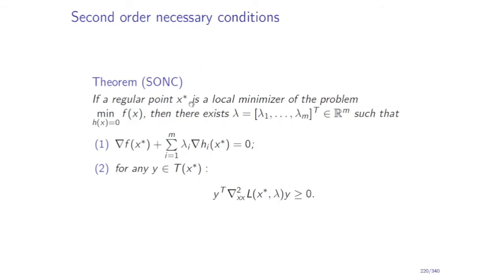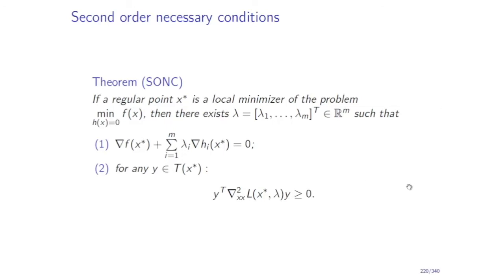So here we formulate the second order necessary conditions. If a regular point x star is a local minimizer for our problem of minimizing f of x subject to h of x equal to 0, then there exists a vector of lambdas, lambda 1 through lambda m, such that this essentially states the first order necessary condition once again, right? And of course, from here, we will find lambdas, the Lagrange multipliers that correspond to this local minimizer x star. And then we'll need to use these lambdas in the second order condition. The second order condition is that for any y in the tangent space at x star, we have y transpose times the Hessian of the Lagrangian times y is greater than or equal to 0.